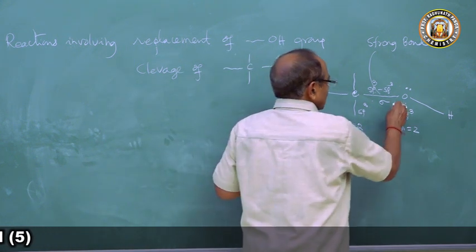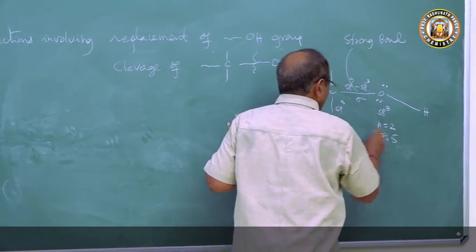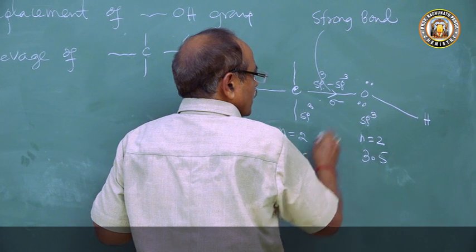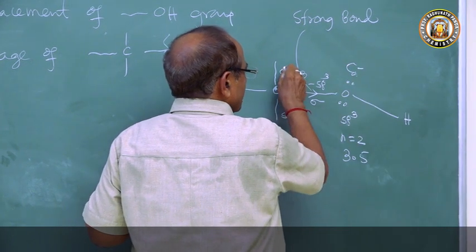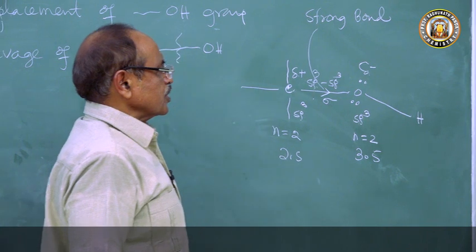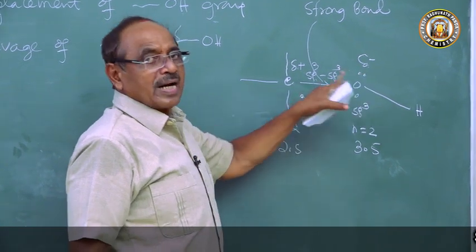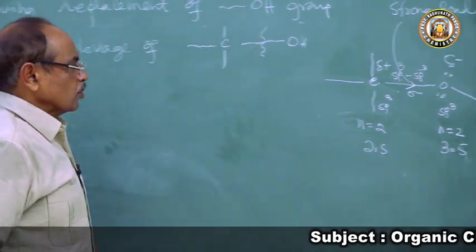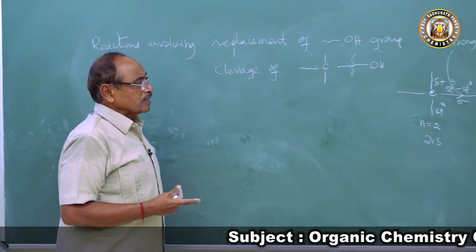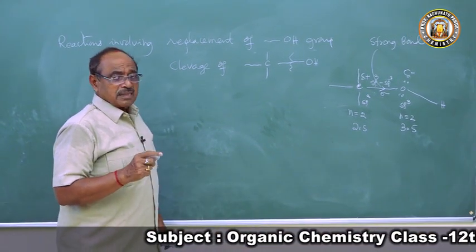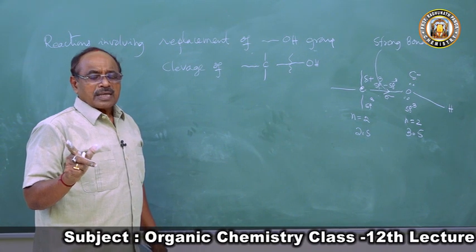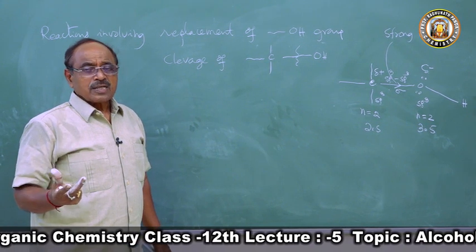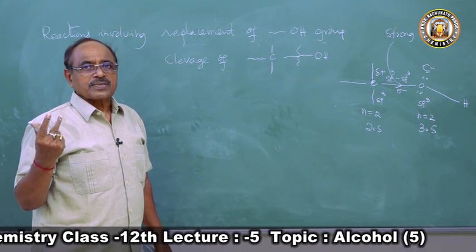Why? Because the electronegativity of oxygen is 3.5 and carbon is 2.5, so a drift of electrons takes place towards the oxygen atom. The oxygen atom has a delta negative charge and the carbon atom has a delta positive charge. And the oxygen atom has two lone pairs of electrons, so they take part in chemical reaction. So how can the reaction be possible? The replacement of the OH group can be possible in alcohol in presence of a reagent which can supply a proton.